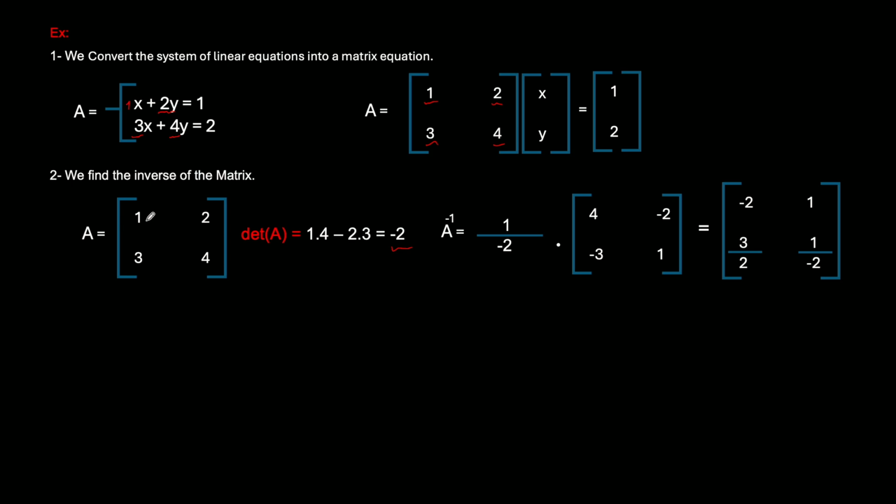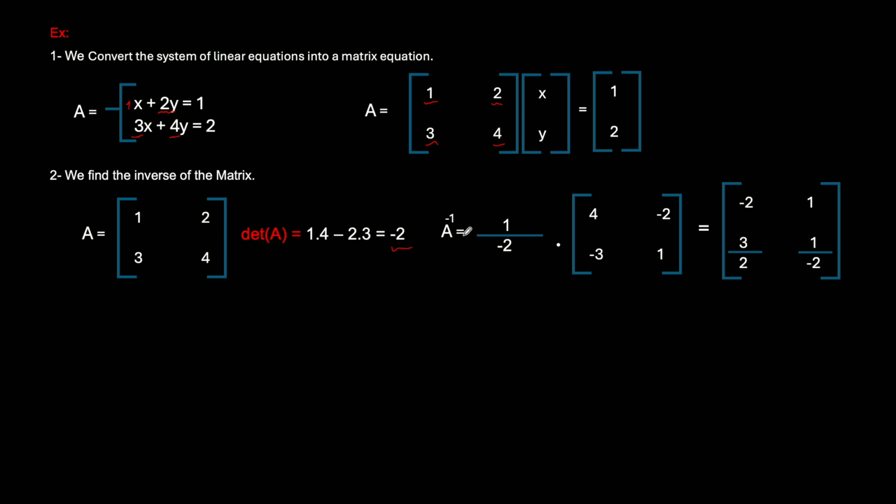So second step is to calculate the inverse. So we have to find the determinant of the matrix. So 1 multiplied by 4 minus 2 multiplied by 3. 2 multiplied by 3 is equal to -2. So it is invertible, right?